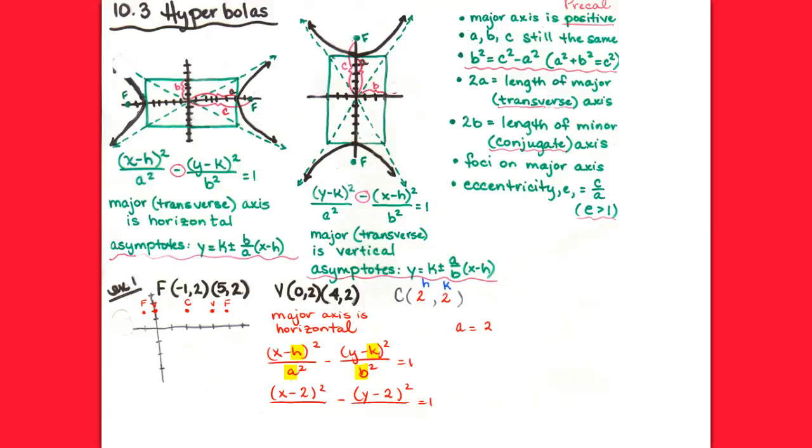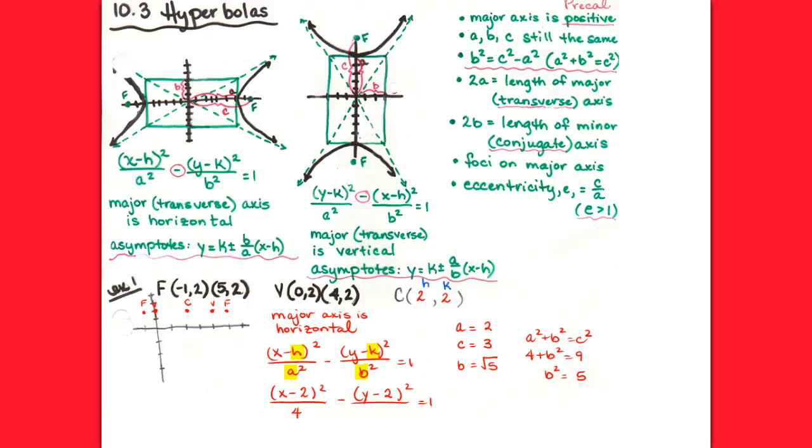But I do have enough information for C, right? Because C is the distance from the center to a focus. So I could look at it and say, what's the distance between 2, 2 and 5, 2? Or what's the distance between 2, 2 and -1, 2? And so I'd be able to figure out that C was equal to 3. And then once I know A and C, I can use the Pythagorean Theorem, since that's the formula that equates A, B, and C with hyperbolas, to figure out what my B value is. So I'll get B squared is equal to 5, and so B would be the square root of 5.